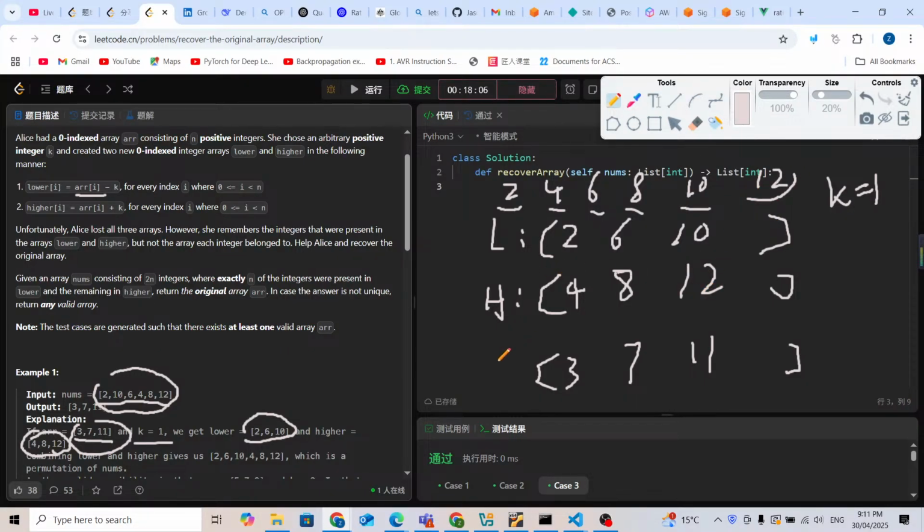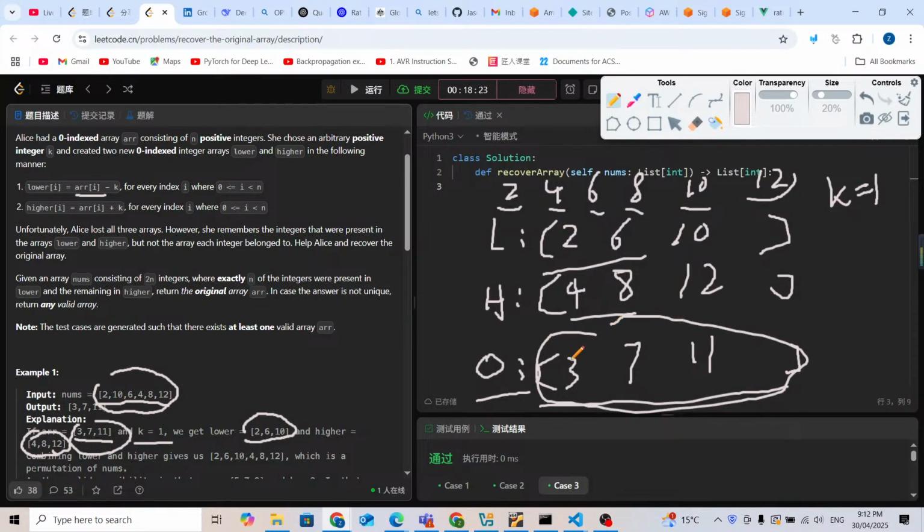So if we can split it into the lower and higher array, and then we can find the original array. So this is the original array, 3, 7, and 11. So we're going to return true. Otherwise, we're going to return false. And this kind of result is not fixed. It can have some other result as well. But if we can get one, we're going to return true.